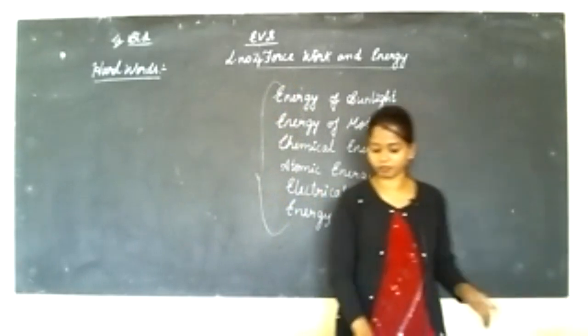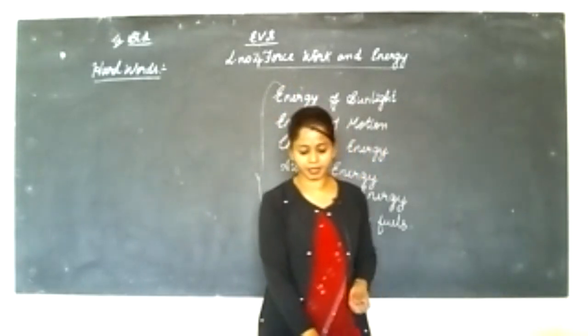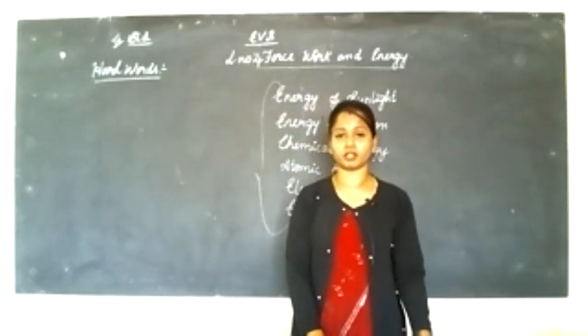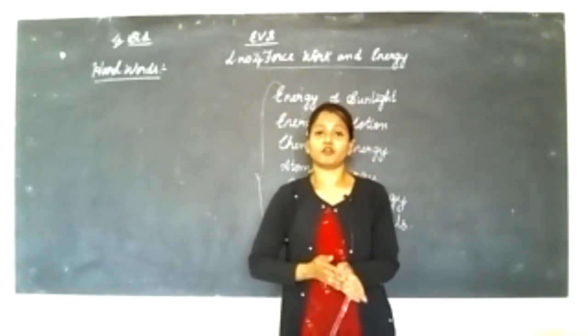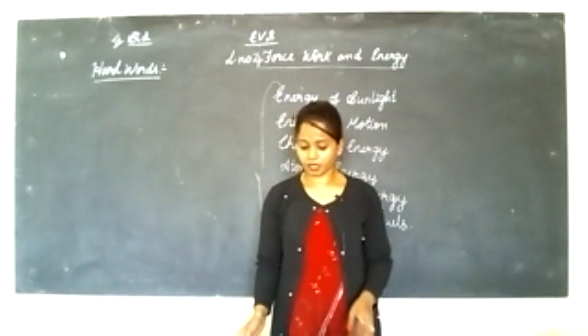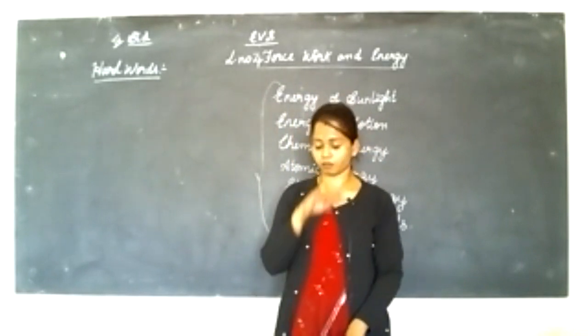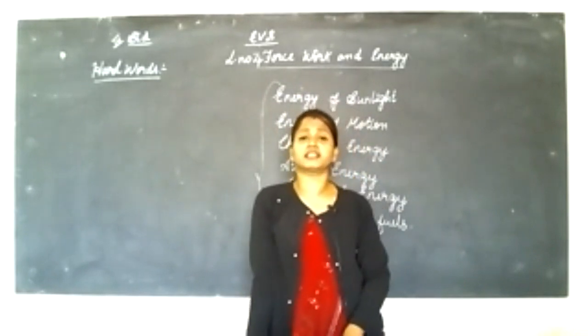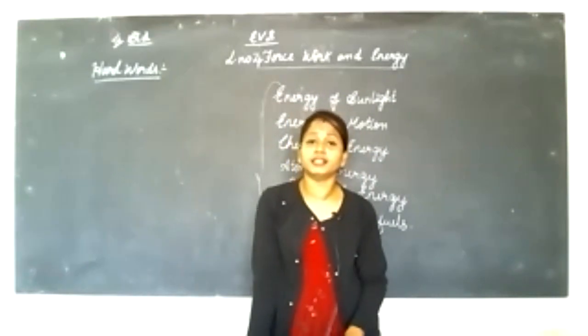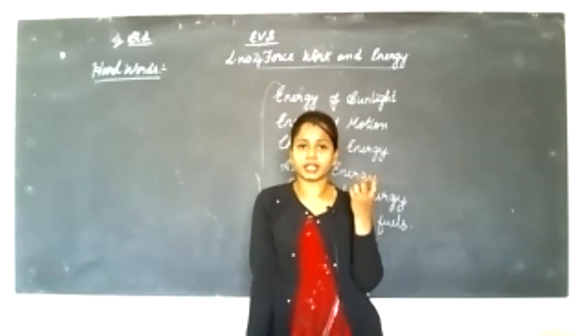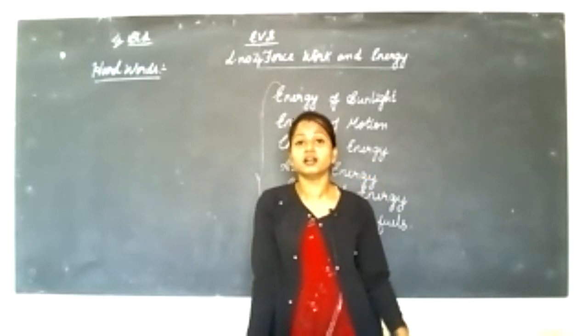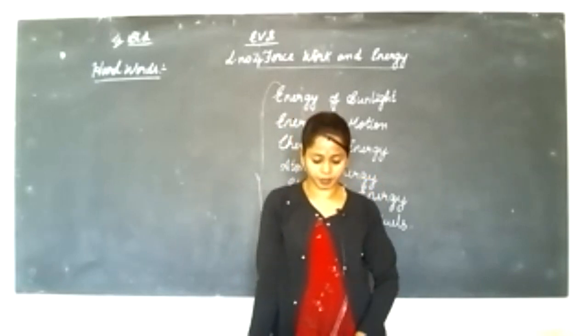See here, energy from sunlight. The sun is the main source of energy for the earth. Yes, for the earth, the sun is the main source of energy. This energy is called solar energy. The energy we get from the sunlight is called solar energy.